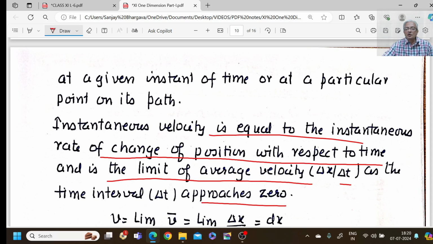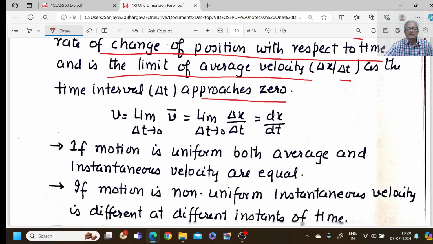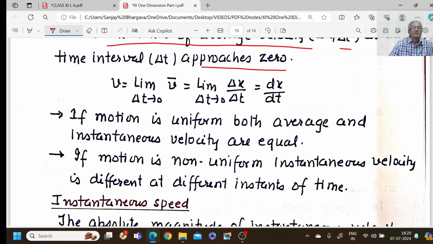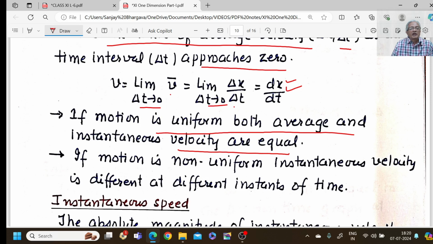So let us go to the mathematical definition of instantaneous velocity. Limit delta t tending to 0, then average velocity would convert to instantaneous velocity. Limit delta t tending to 0, delta x by delta t can be written as dx by dt. If motion is uniform, both average and instantaneous velocities are equal. If the motion is non-uniform, instantaneous velocity is different at different instants of time.